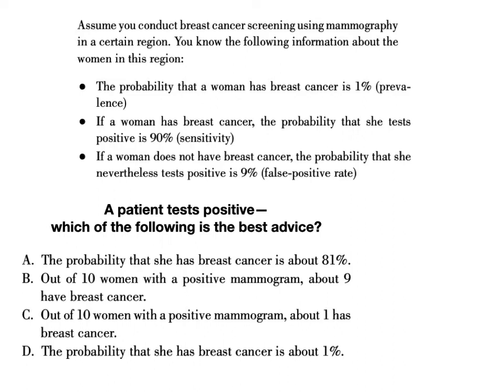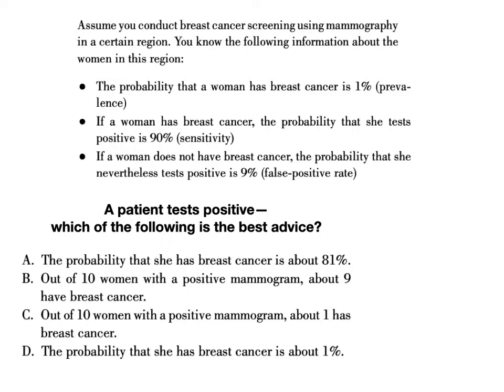Okay, cool. C, on the other hand, out of 10 women with positive mammograms, about 1 is going to have breast cancer. That one's a little harder to reach. How might we get there? We'll talk about it in a minute. D: The probability that she has breast cancer is about 1%. Now that is the final option, and that's just sort of saying, well, it doesn't matter what the test says. The probability is still 1%, right?